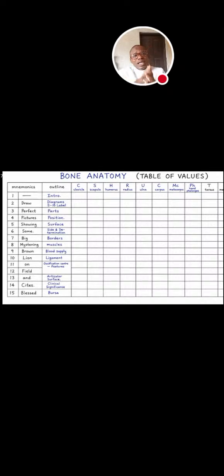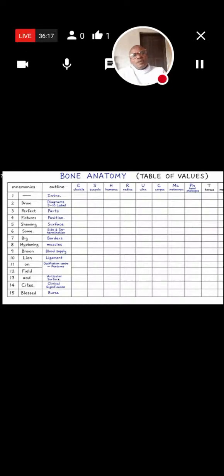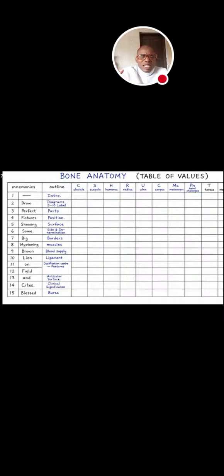The next one is on. That on stands for ossification center. Jasper, which is not here, Jasper stands for what? Joint. Bones don't stand on themselves. They stand with others. They meet with others, and that meeting point is called joint. The different kinds.